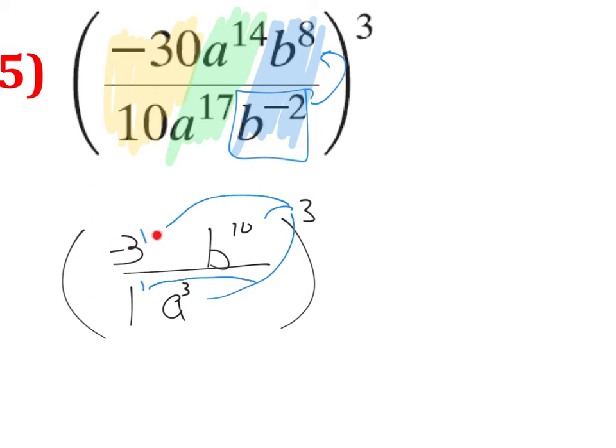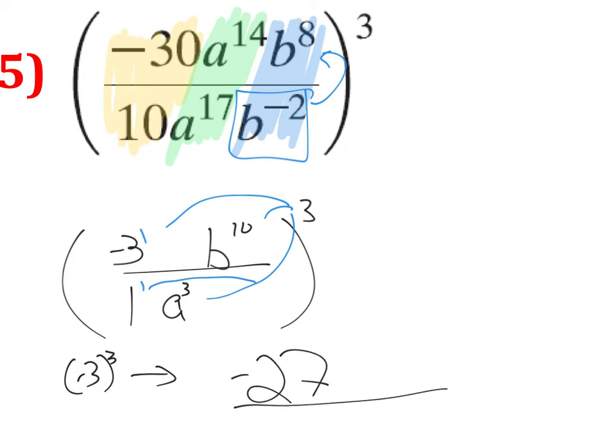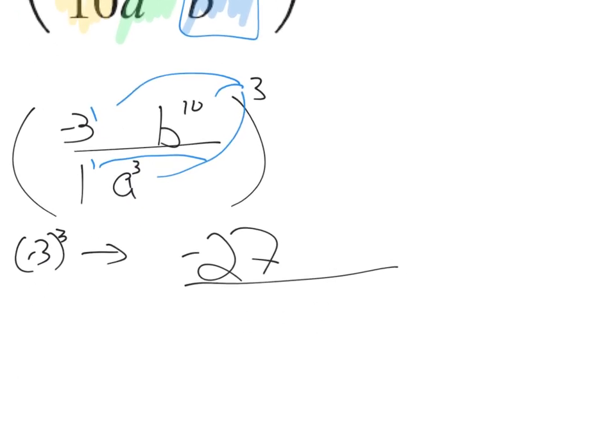Negative 3 to the 1 times 3 power. So negative 3 to the 3rd power is going to give me a negative 27. B to the 10th times 3, so that would be B to the 30th. Down below, that would be 1 to the 3rd power. Well, 1 to any power is still just 1. So I could write the 1 there, I don't have to. Then we'd have a to the 9th.